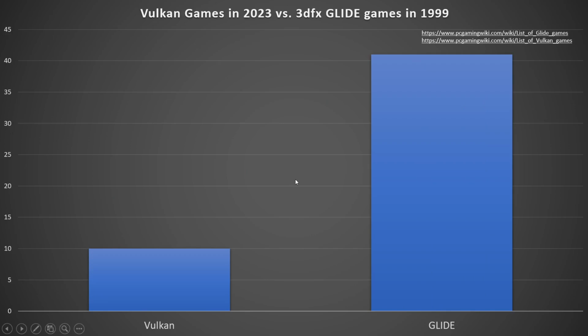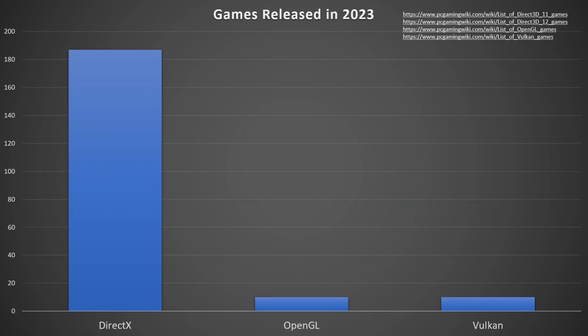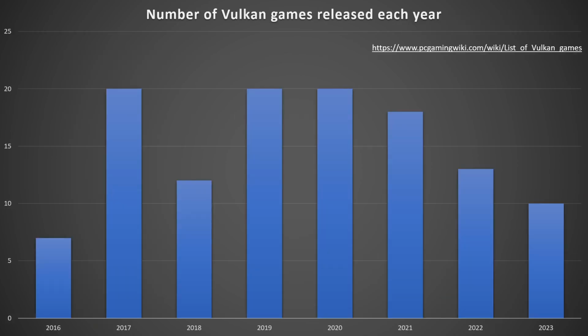In fact, if you want to get a perspective on how bad things are, there were 4 times more games released using 3DFX Glide for the old Voodoo cards in 1999 than there were Vulkan games in 2023. Now, if you were back in 2015 and you raised your hand during that conference and said, actually, I'm from the future, and in the year 2023, Vulkan will have 25% as many games as 3DFX Glide had in 1999, the whole room would have erupted into laughter. But this is reality.